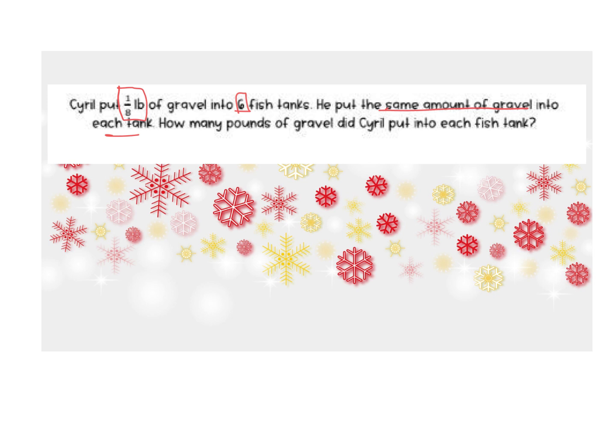So I'm going to go back to black ink. So I have 1/8 divided by 6. Again, keep, change, flip. That's 1/8 times 1/6. That's going to give me 1/48. 1/48 pounds of gravel is what he used.